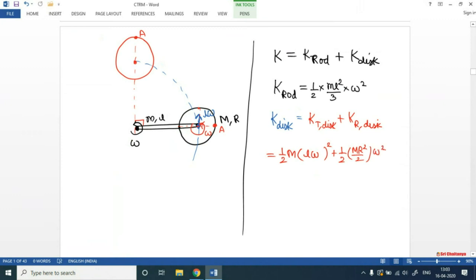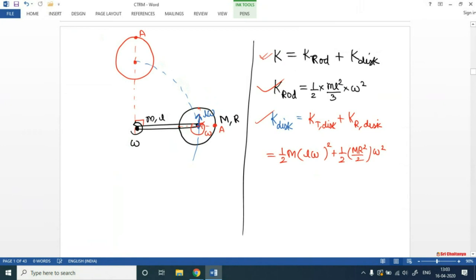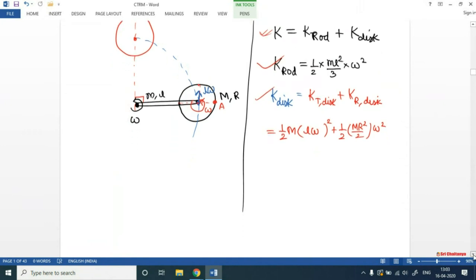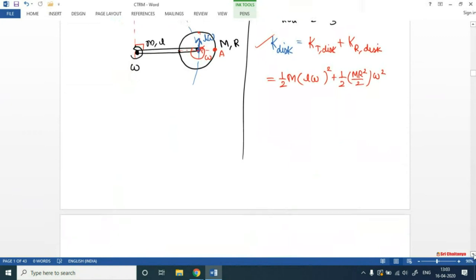So kinetic energy of rod we have got, kinetic energy of disk we have got. So adding these, we will be getting the kinetic energy of this whole thing overall. So this is one problem. So we have learned how to write down the kinetic energy of a body in combined translational and rotational form.